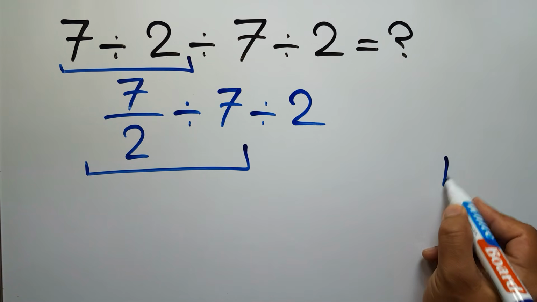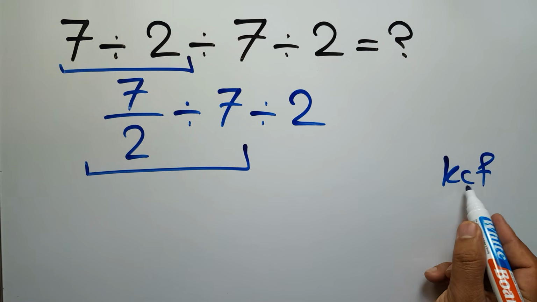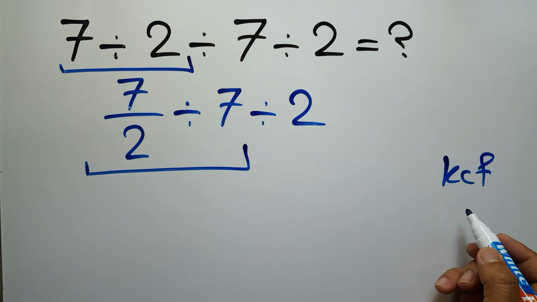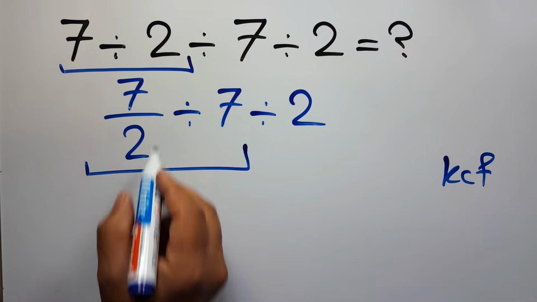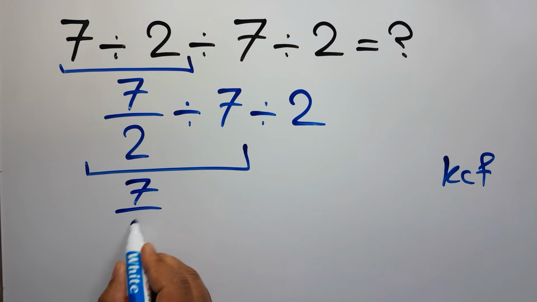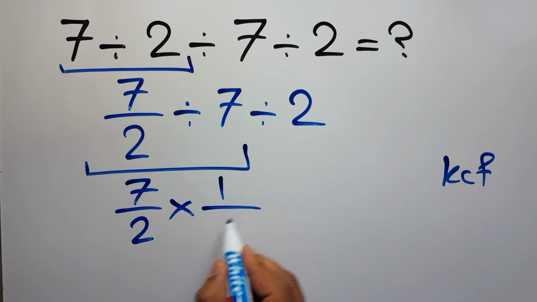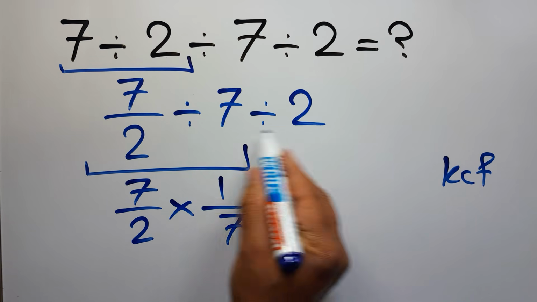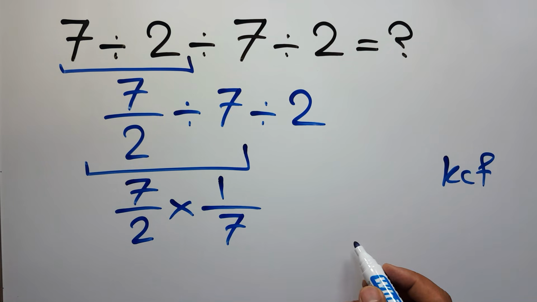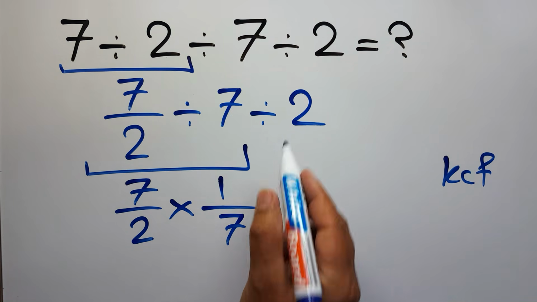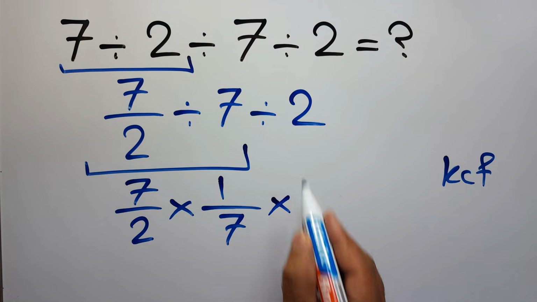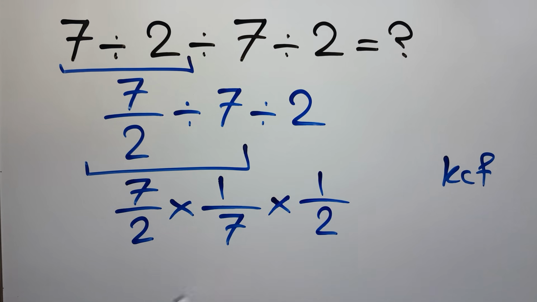According to the KCF rule, K stands for keep, C stands for change, and F stands for flip. We can write: keep the first fraction, change division to multiplication, and flip the second fraction. And again here we can apply the KCF rule. Keep the first fraction, change division to multiplication, and flip the second fraction.